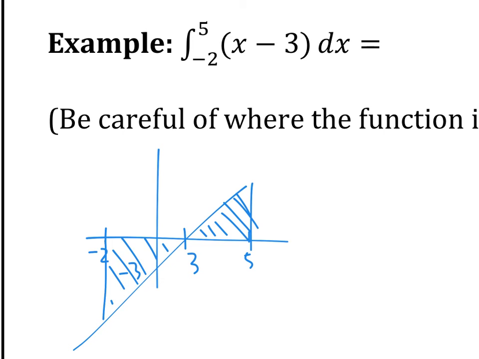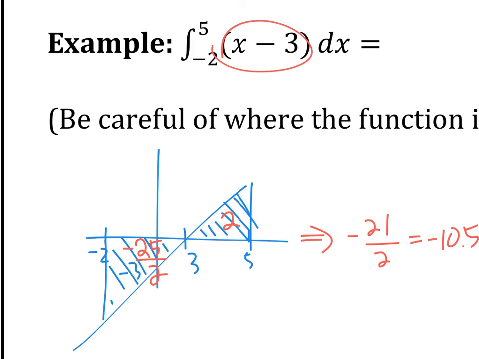So please be careful of the negative area. This area that's negative is -25/2, and this part is 2. So add them together, you get -21/2 or -10.5.